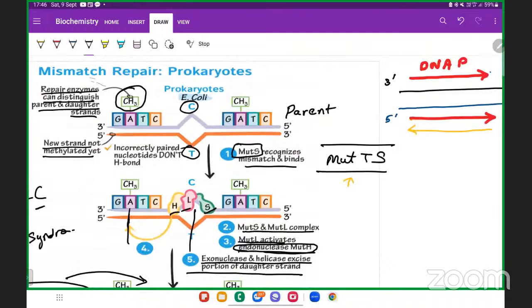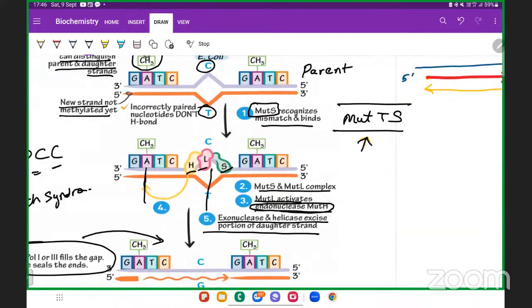This MutS is the one that is going to recognize the incorrectly paired nucleotide. So MutS checks the DNA. Is there any problem in your newly formed DNA? If there is a problem, MutS first identifies it. After identifying, it tells MutL. So MutS and MutL join together. After that you have your MutH. MutH has this cutting activity. Who does the cutting activity? Your MutH.